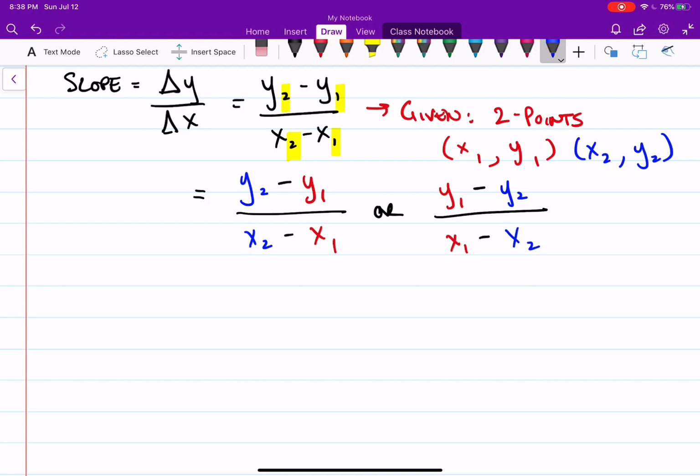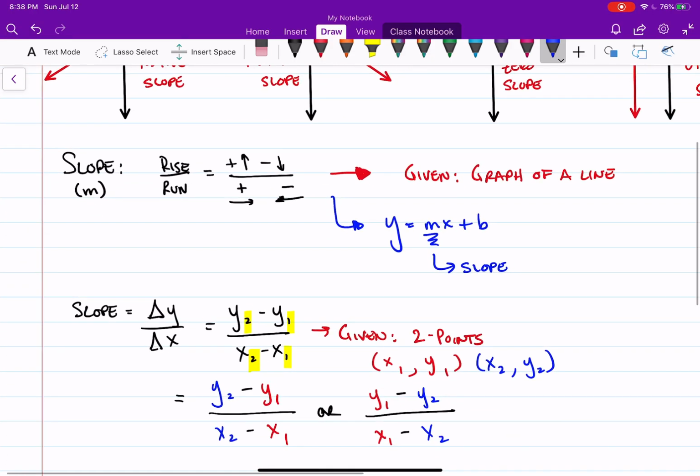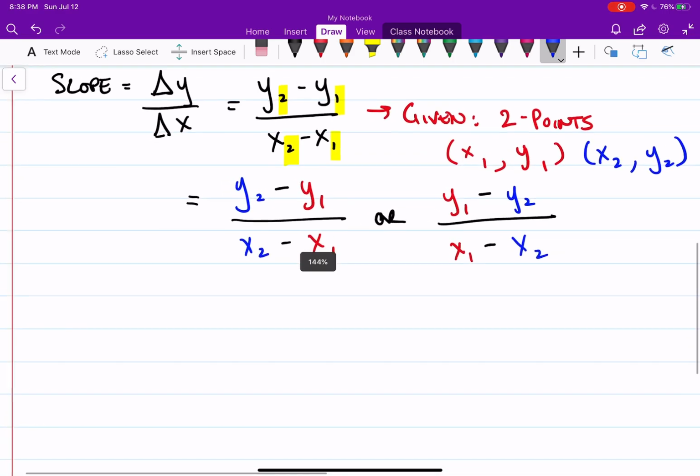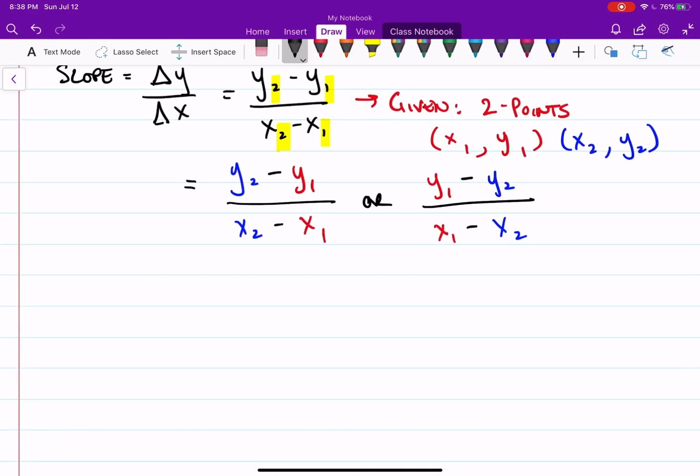So let's use an example. So we did a bunch of stuff with these two here, right? With rise over run. So this is really the new thing that we really need here. So that's what we're going to talk about.